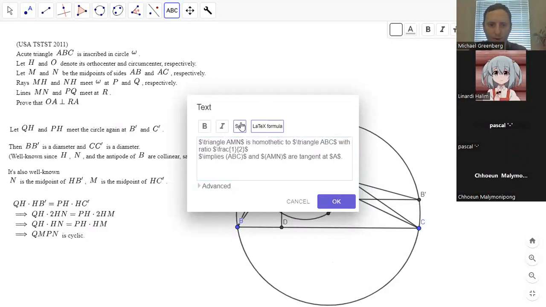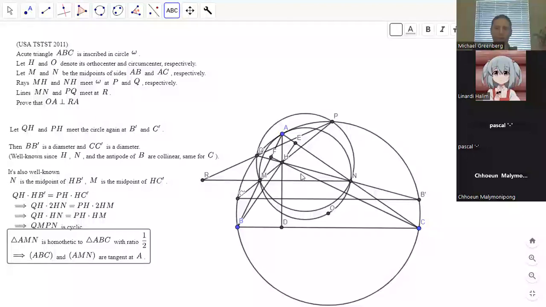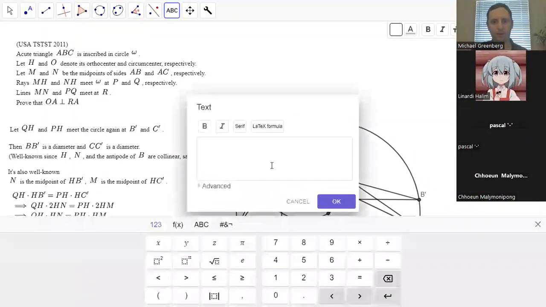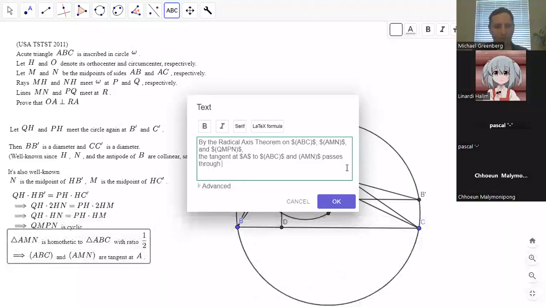Okay. And now we can apply the radical axis theorem. So by the radical axis theorem on AMN, ABC, and QMPN, the tangent at A to ABC and AMN passes through R. And looks like we have another person joining. Passes through R.